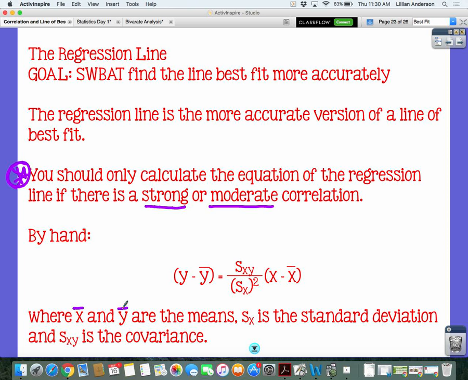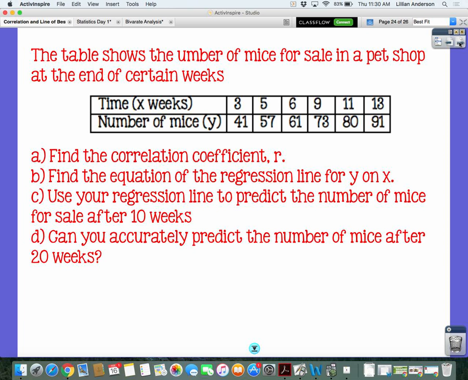So, here we go. The table shows the number of mice for sale in a pet shop at the end of certain weeks.